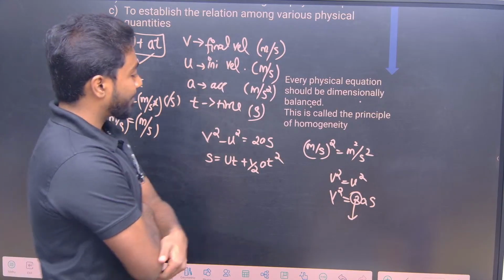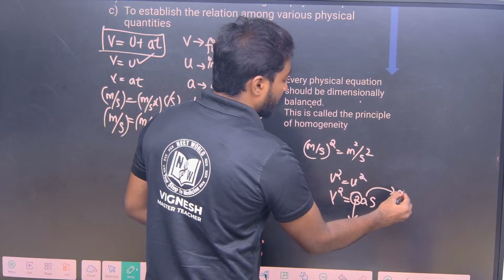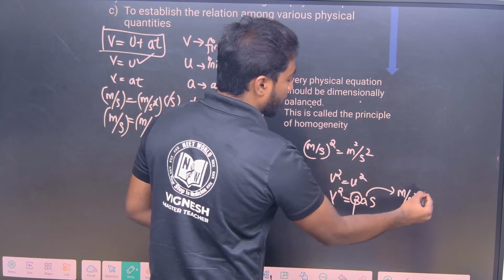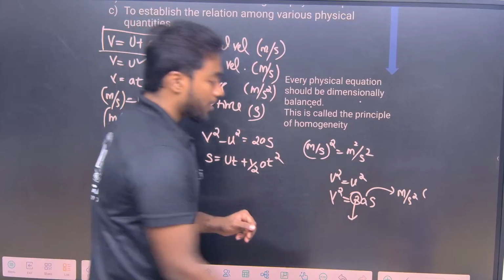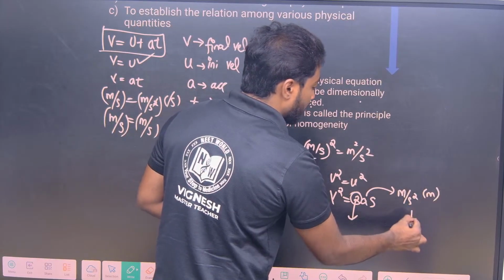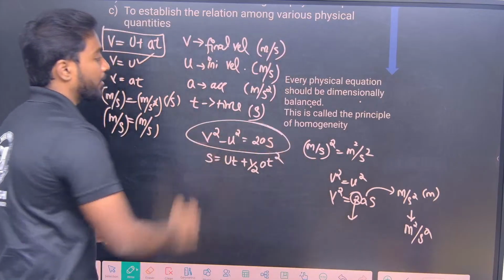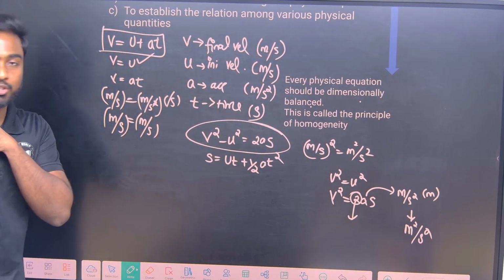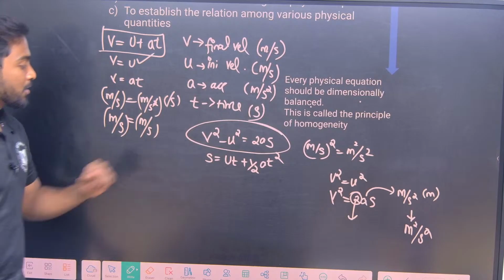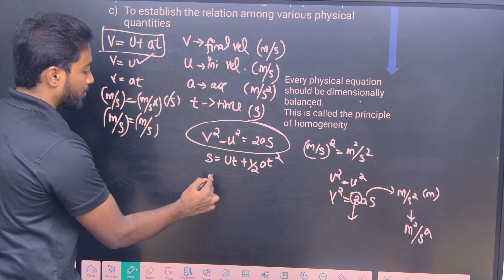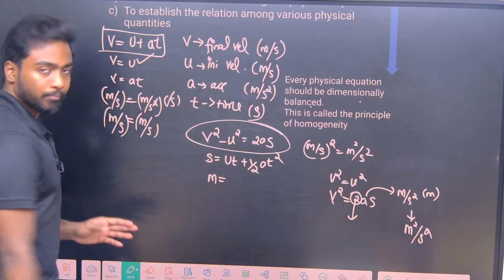When we talk about acceleration, it is meter per second square. When I talk about displacement, it is meter, so it is meter square per second square. Yes, it is dimensionally correct, it follows the principle of homogeneity. So the next equation: everything should be in meter.